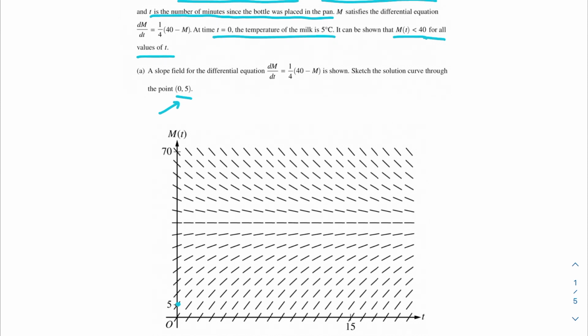So you're basically just going to be following the slopes, something like that. These slope field problems, as long as you get them pretty close to what the solution looks like, they'll give you that 1 point. So this is what I would say is the answer for part A.